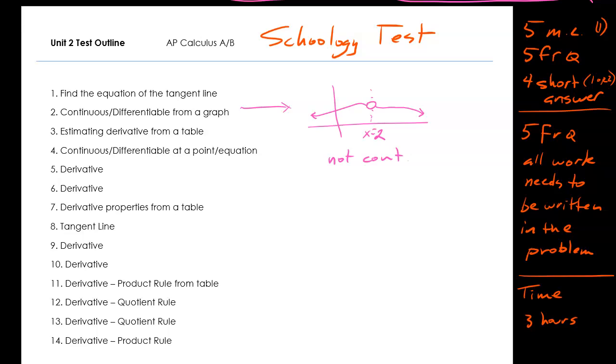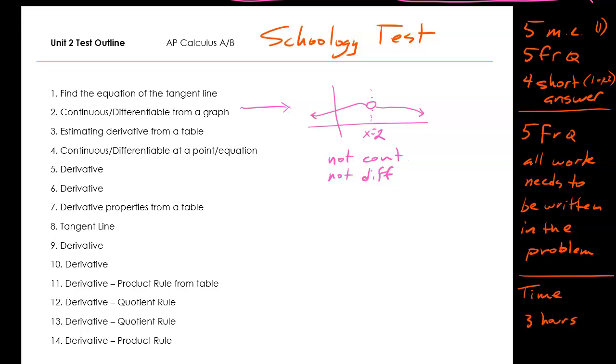Differentiability. If you remember, this would have the same slope before and after, so it would kind of seem like it's differentiable. But to be differentiable, it has to be continuous. So this is technically not differentiable, strictly because it's not continuous there.